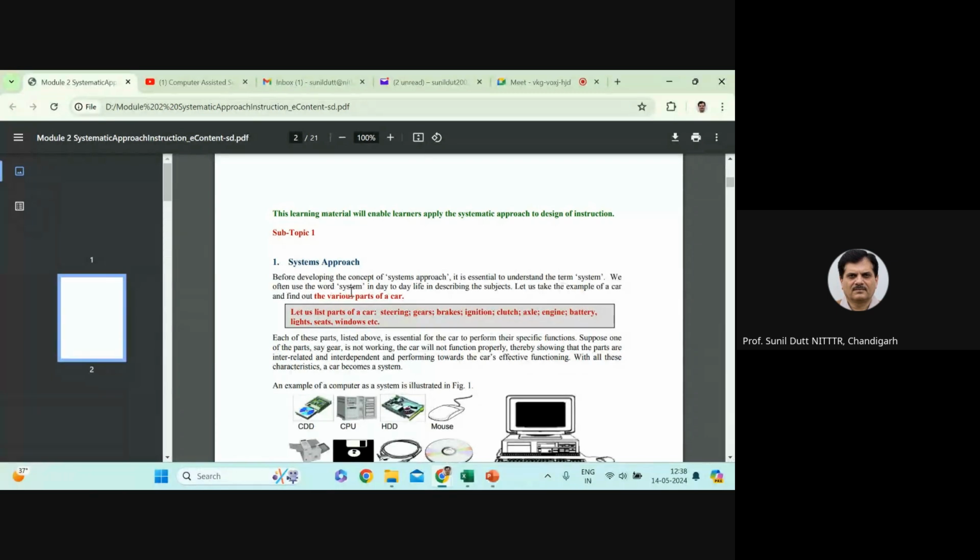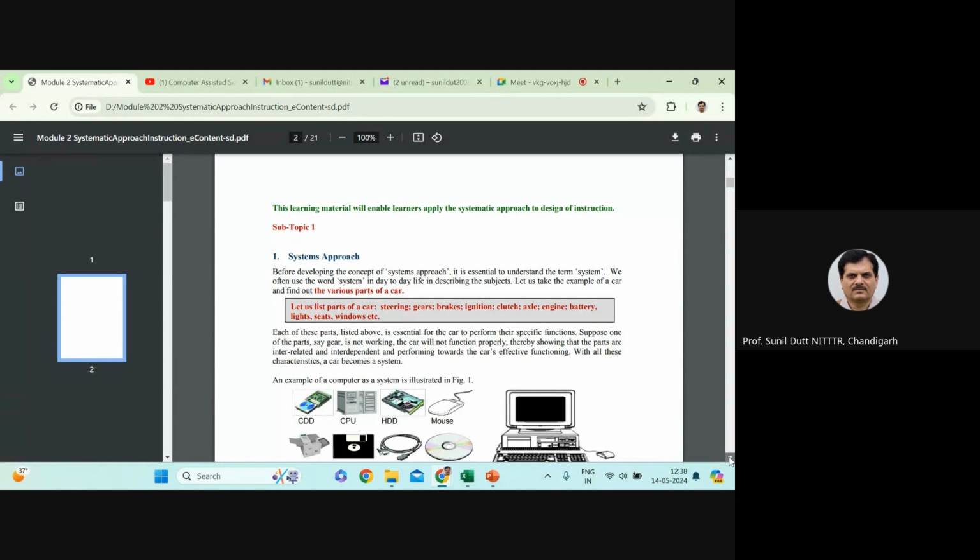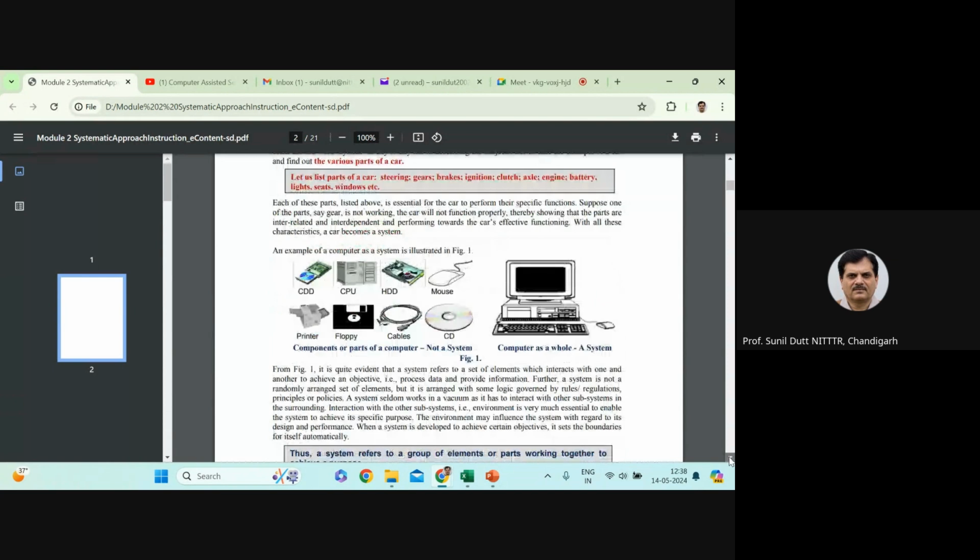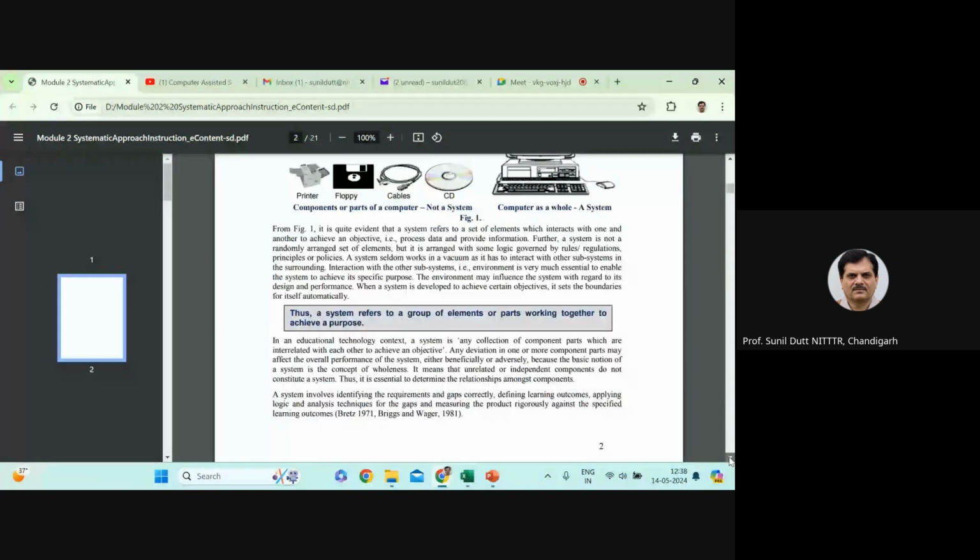So we often use the word system in day-to-day life describing the subject. Let us take the example of a car and find out the various parts of a car. So let us list parts of a car. Okay, lot of illustration examples. Okay, language is interactive.